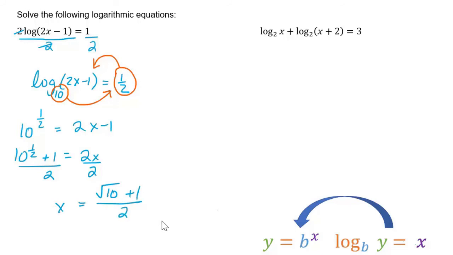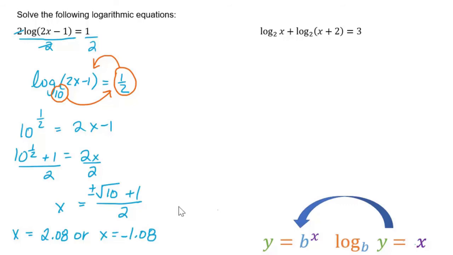Since we're solving an equation, it's important that we remember that every time we take a square root, we have 2 answers. So we'll have plus or minus the square root of 10 plus 1, all divided by 2. So this gives us the square root of 10 plus 1 over 2, or negative square root 10 plus 1 divided by 2. So we find that x is equal to 2.08, or x is equal to negative 1.08.